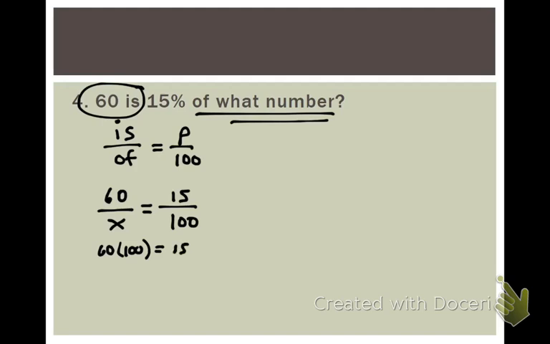Okay, x times 15. What is 60 times 100? 6,000. 6,000 equals 15x. My whole point is to do what? To get x by itself. So divide by 15 on both sides. 400 equals x. Now it says 60 is 15% of what number? So should this come out as a percent or as a number? Number. As a number. So your answer is 400.